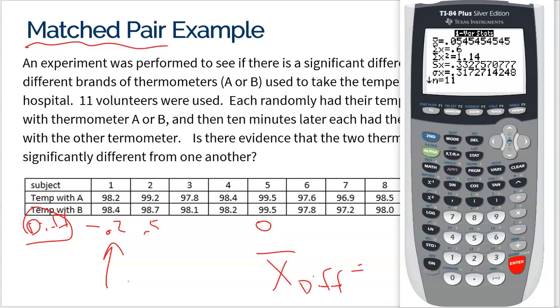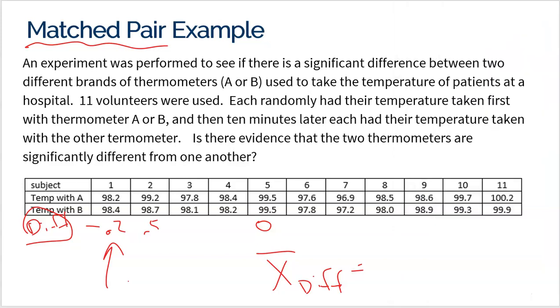So here I go. The mean difference is 0.0545, a very, very small difference between these temperature readings, and a standard deviation of 0.333 if you round that correctly. So the mean was 0.0545 and the standard deviation was 0.333. Sorry, my 0s are terrible looking there. Now you're going to run a one sample t-test looking at the differences.